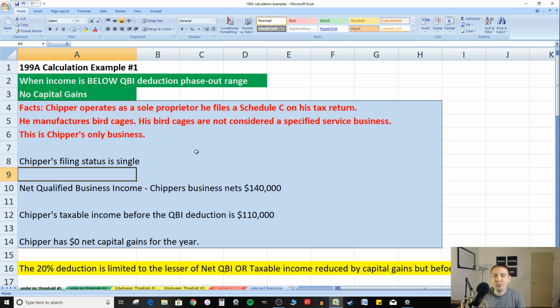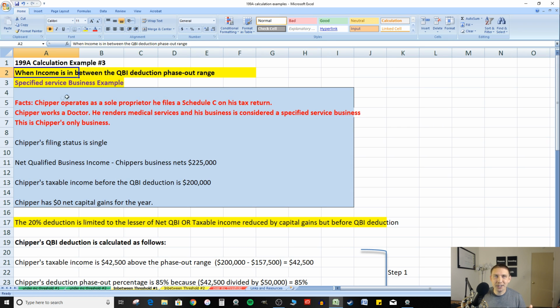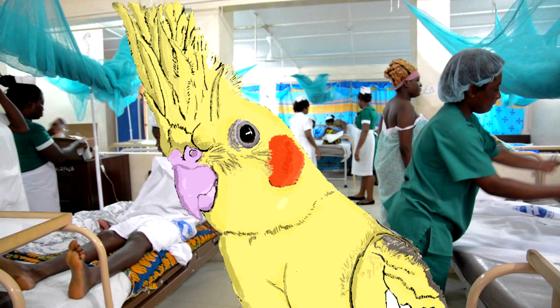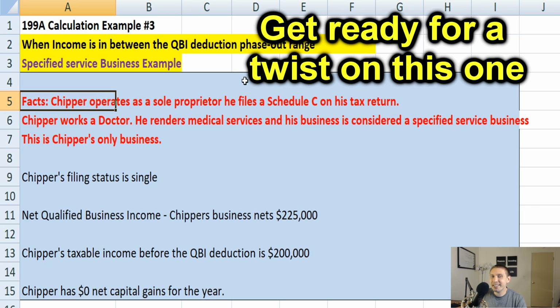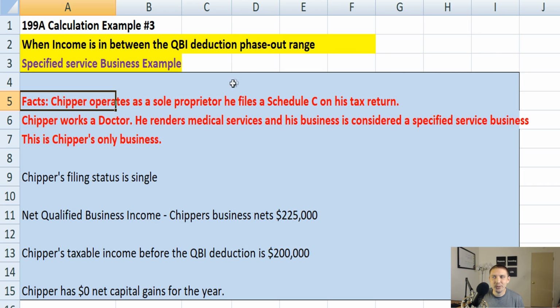But now in example 3 that we're going to look at, he is in a specified service business. Chipper operates as a sole proprietor. He files a Schedule C on his tax return. Chipper works as a doctor, so this is Dr. Chipper to your service. He renders medical services, and his business is considered a specified service business. Now, this is Chipper's only business that he operates.